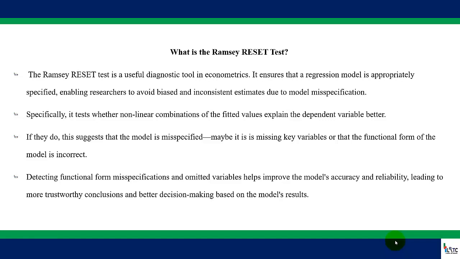Specifically, this test checks whether a nonlinear combination of the fitted values explains the dependent variable better. If it happens that the nonlinear combination of the fitted values explains the dependent variable better, it means that the model is misspecified. In that case, it could mean that a variable is missing or the functional form of the model is incorrect. So by detecting functional form misspecification as well as omitted variables, it helps to improve the model's accuracy and reliability. And this, of course, enables researchers to provide better recommendations.